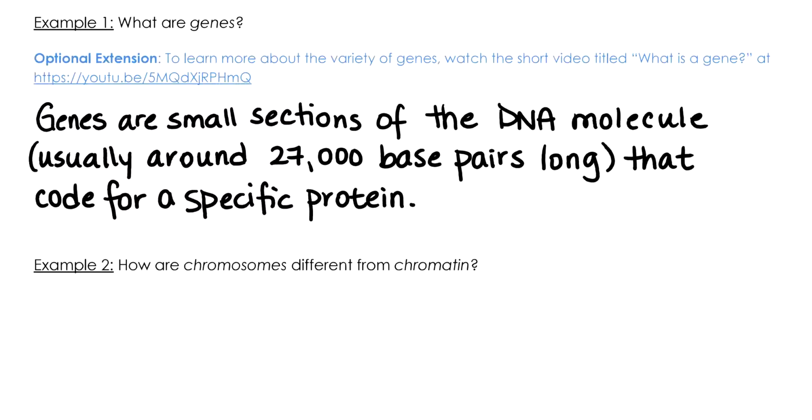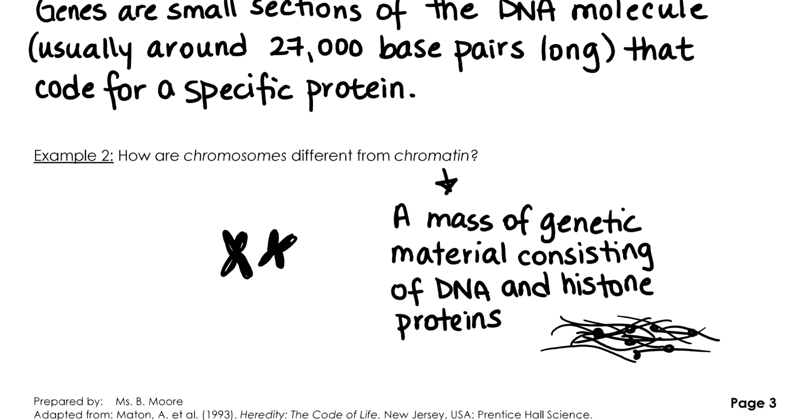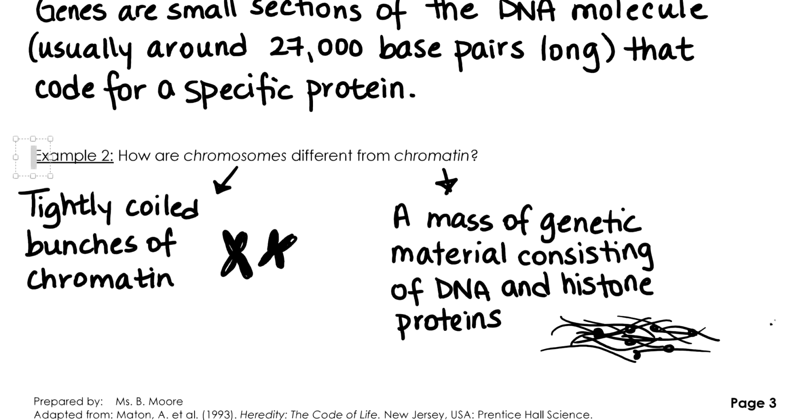Okay, let's go over our answers together. Genes are small sections of the DNA molecule, usually around 27,000 nitrogen base pairs in length, that code for a specific protein. Chromatin is a mass of genetic material consisting of DNA strands wrapped around histone proteins. Kind of looks like a pile of spaghetti and meatballs, like this. Whereas chromosomes are tightly coiled collections of chromatin that are much more efficient in this form when it comes to separating the DNA during cell division.